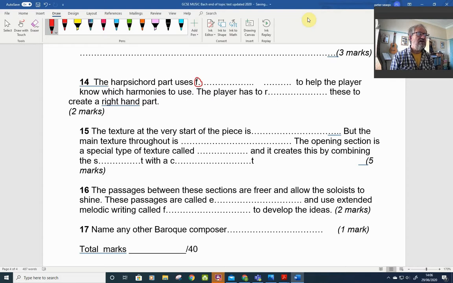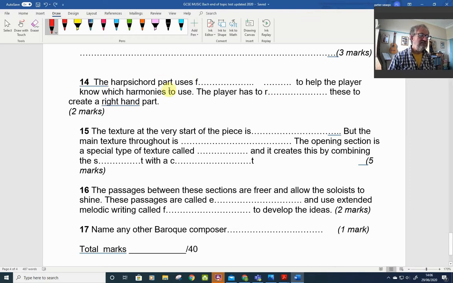The harpsichord part uses something beginning with F and then another word to help the player know which harmonics to use. The player has to, and then a word beginning with R. What does the player do with this information to create the music in the right hand? And you get 2 marks. Obviously, this word beginning with F, the 2 words here is just 1 mark. You've got to get both of them right.